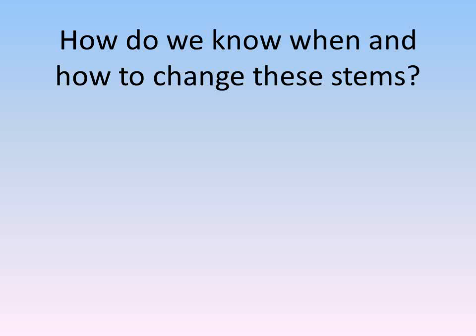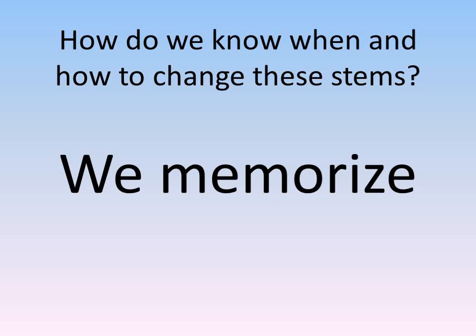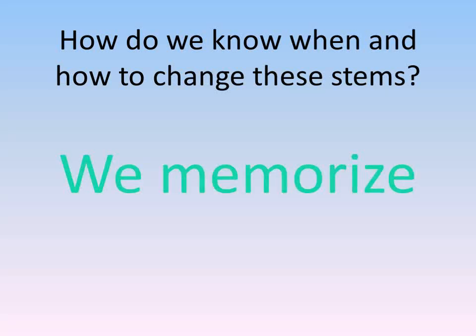How do we know when and how to change these stems? How do we know which verbs will change and what those changes will be? We memorize. You must memorize these changes. That's the only way to know that they will take place. It's the only way to be able to conjugate correctly.